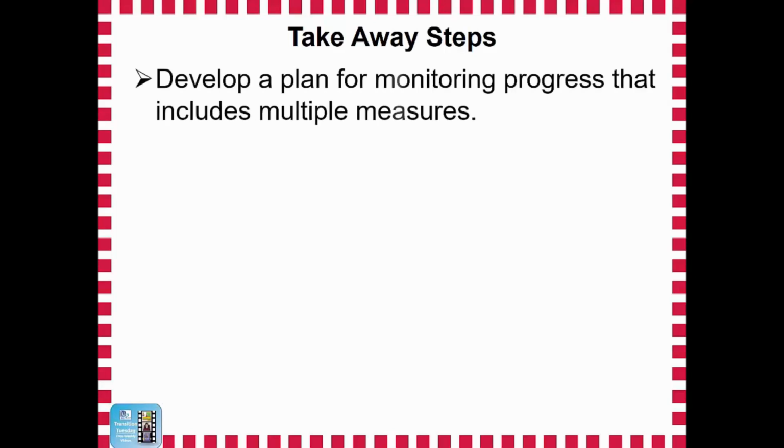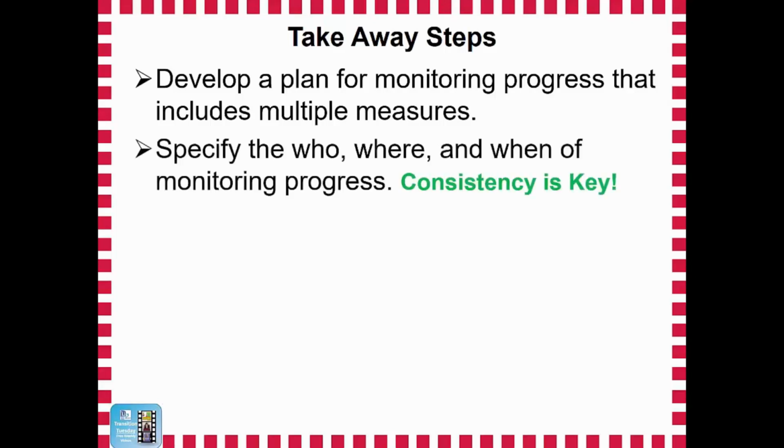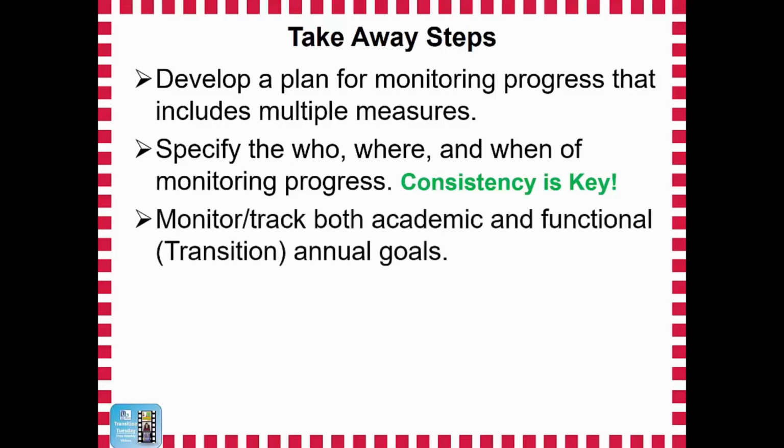To wrap up monitoring and reporting progress, here are a few takeaway steps. First, develop a plan for monitoring progress that includes multiple measures. Specify who, where, and when of the progress monitoring. Remember, consistency is key. Monitor and track both academic and functional transition annual goals.